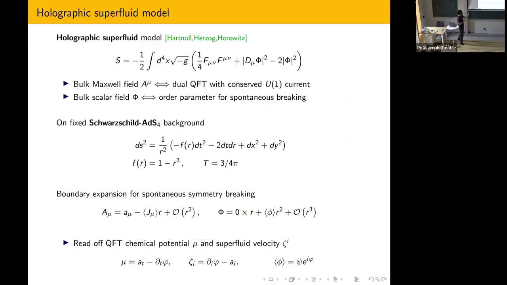Exactly. So this is a gauge field in the bulk, and this gives rise to a conserved current in the boundary. But we set the source of the scalar field to 0 because we want to have spontaneous symmetry breaking. And from these expansions, we can read off the QFT chemical potential and superfluid velocity by forming the usual gauge invariant combinations. Okay, so this is a holographic superfluid in a nutshell.